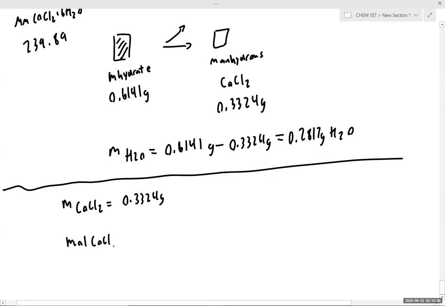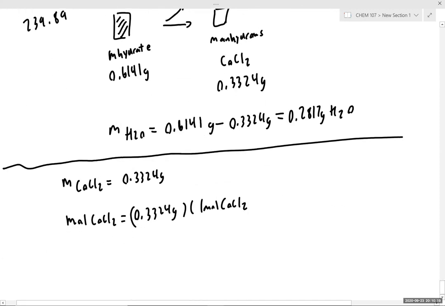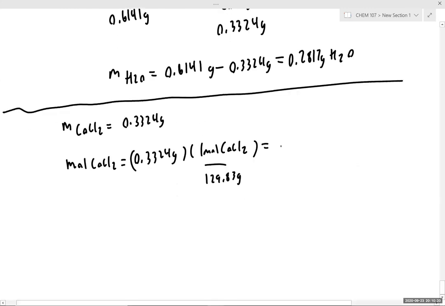Now that we know the mass of our anhydrous sample, we can calculate the moles. The moles of cobalt chloride would be equal to the mass divided by our molar mass. In 1 mole of cobalt chloride, we found it had a molar mass of 129.83 grams. That gives us 0.002560 moles of cobalt chloride.